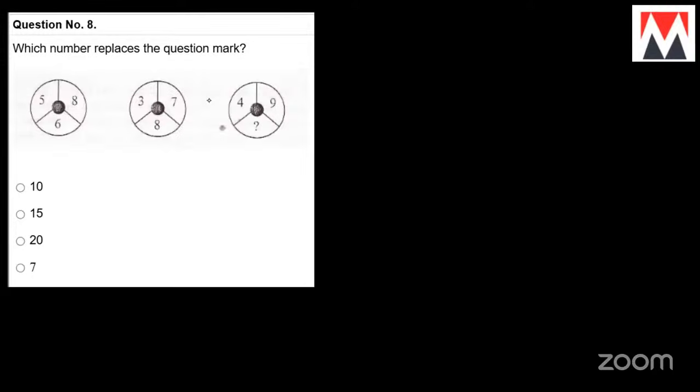Which number replaces the question mark? If you watch carefully here, it is given 586 and 378 and 4 9 and this is x. So it is 8 minus 5, which is 3. 3 into 2 is 6. Again 7 minus 3 is 4. 4 into 2 is 8. Again you have 9 minus 4 is 5. 5 into 2 is 10. So your answer is 10.